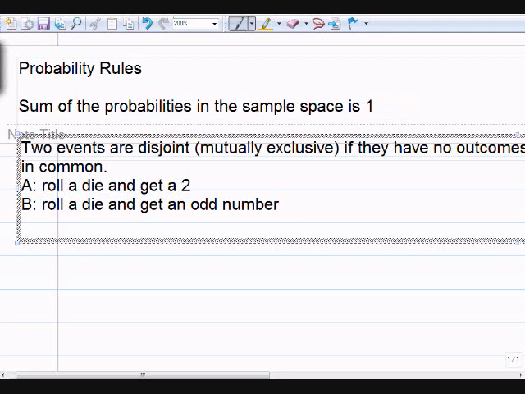Yeah, because the outcome for event A is just a 2, and the outcomes for event B are 1, 3, and 5. So they don't have any outcomes in common, so they are mutually exclusive. Okay, so now we'll go with the rules about that.